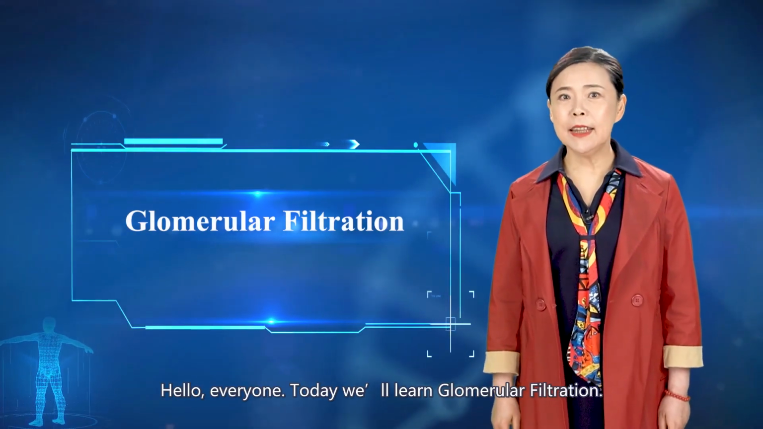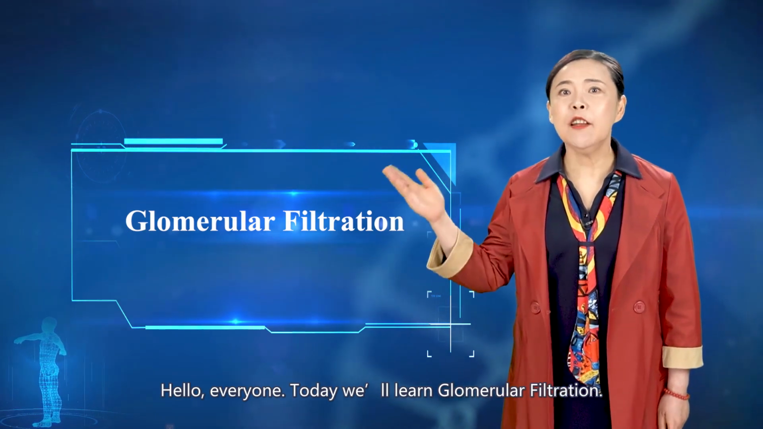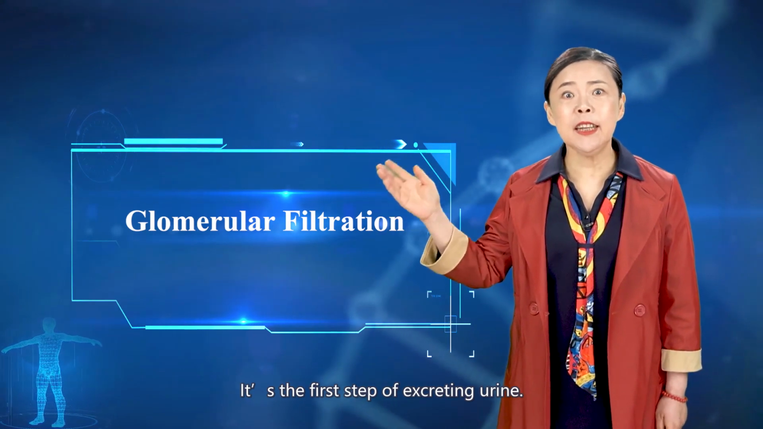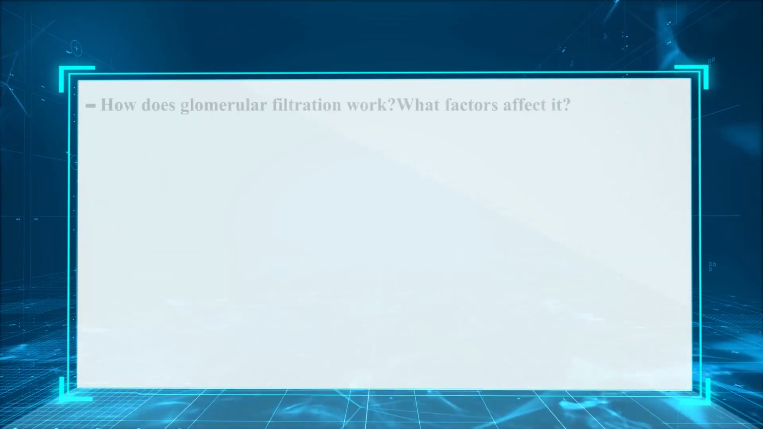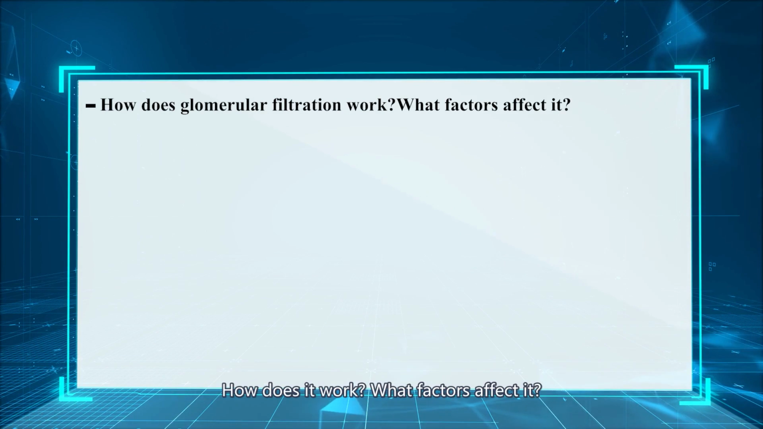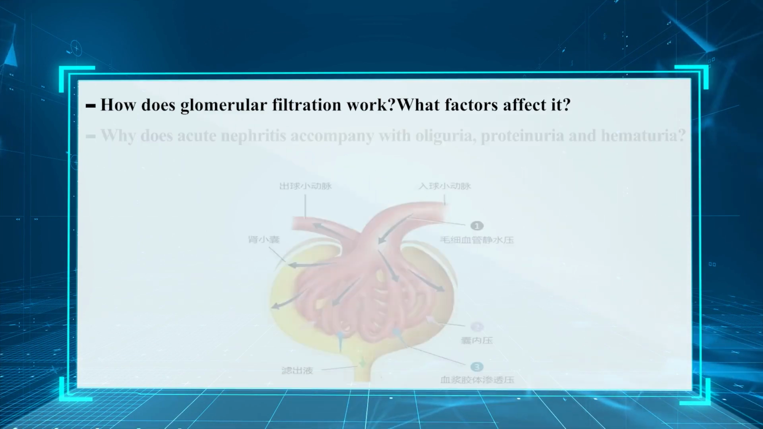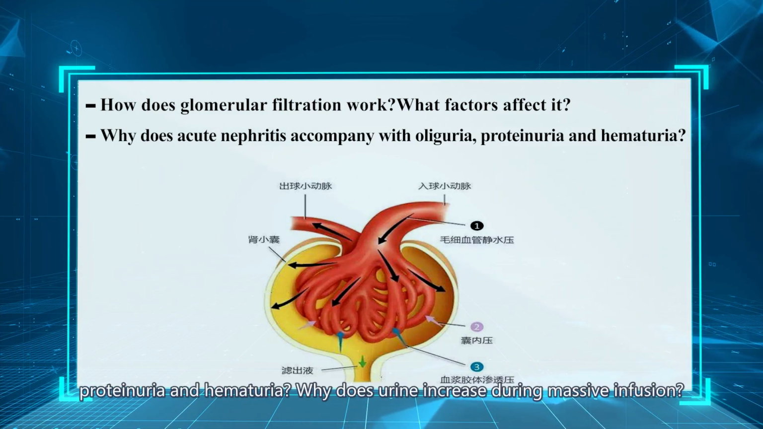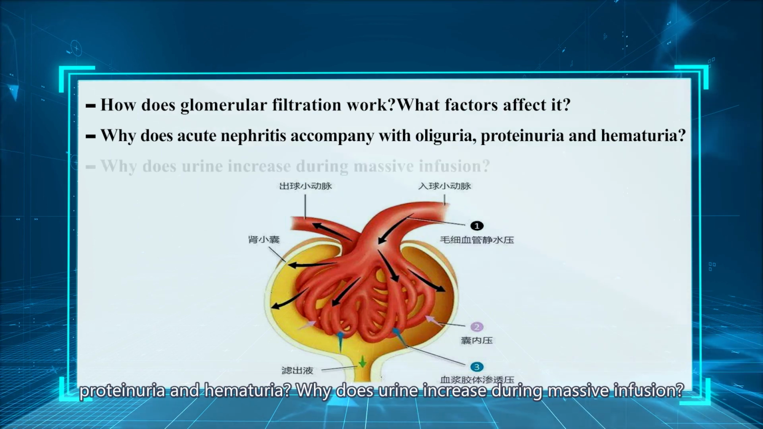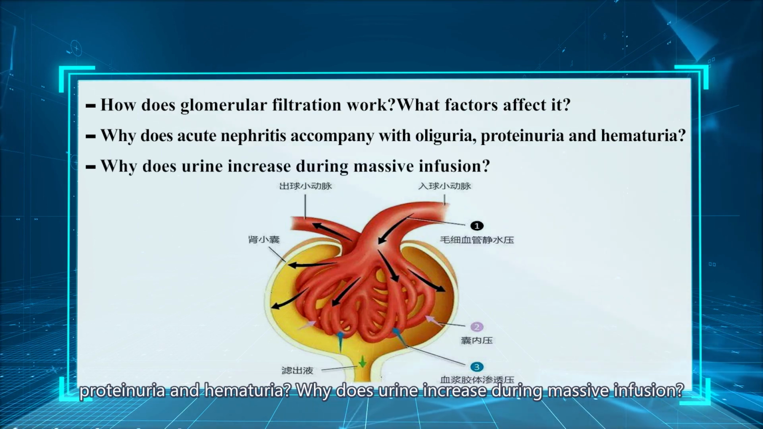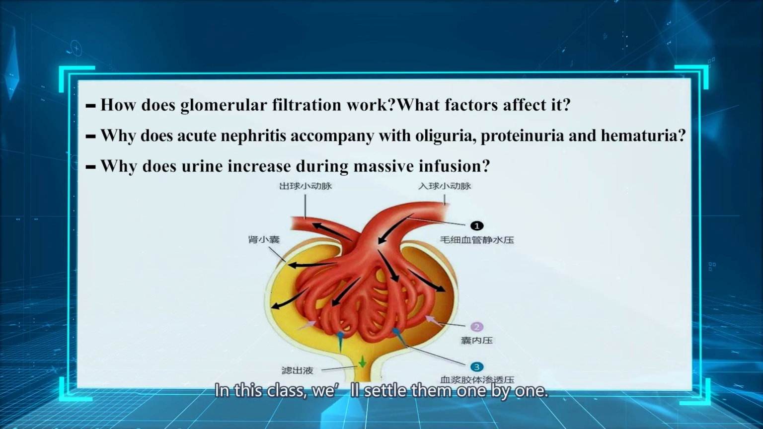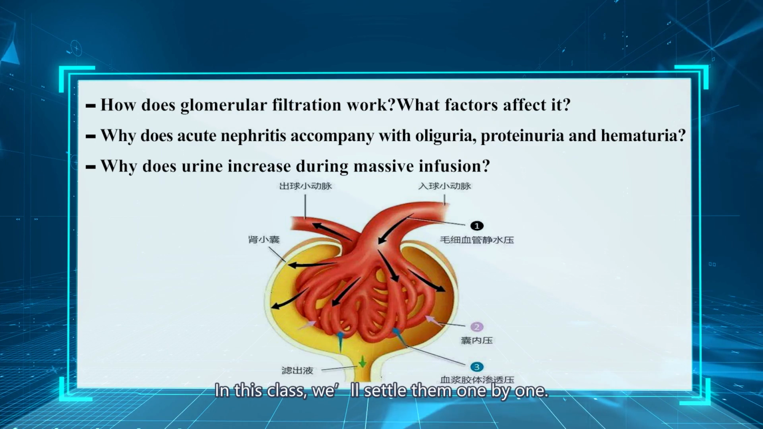Everyone, today we will learn glomerular filtration. It's the first step of excreting urine. How does it work? What factors affect it? Why does acute nephritis accompany oliguria, proteinuria, and hematuria? Why does urine increase during massive infusion? In this class, we'll settle them one by one.